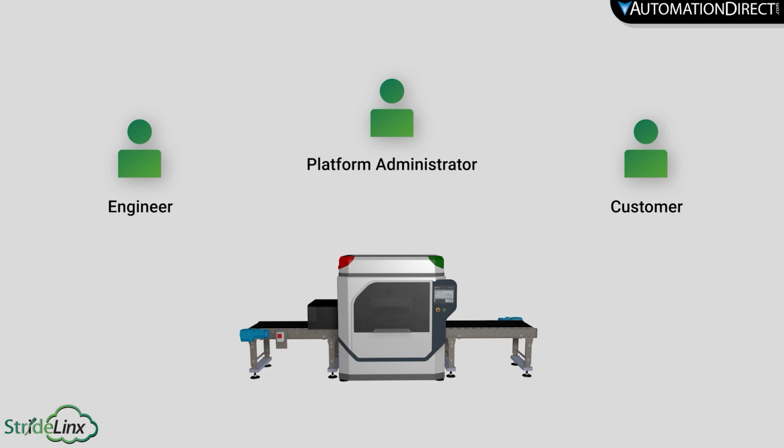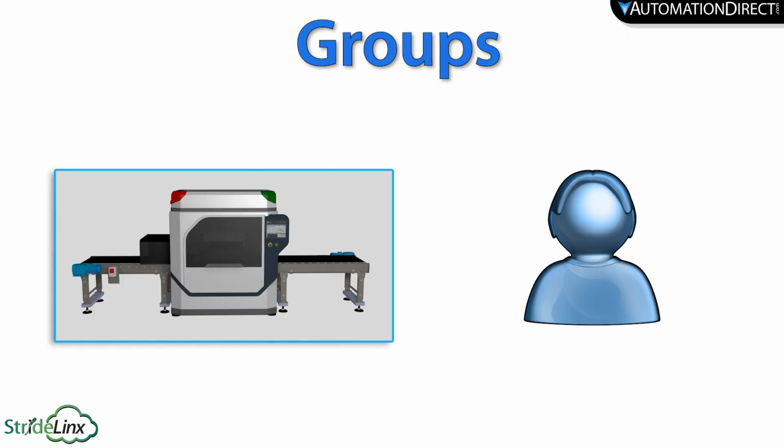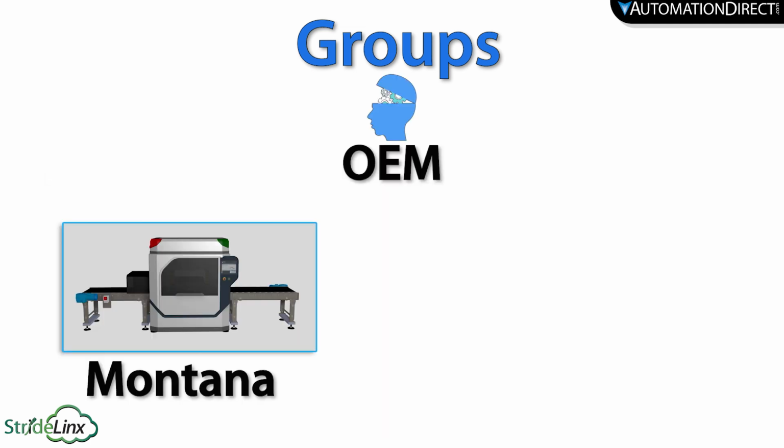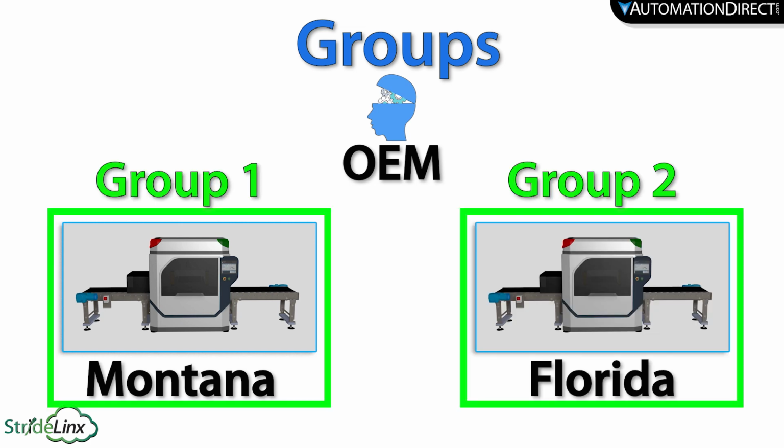For this type of implementation, first let's define some terms used by StrideLinx. Groups is how you divide devices and users for a meaningful organization. Let's say that you're an OEM and have sold a device in Montana and one in Florida. Well, you can create a separate group for each of these locations. Groups are optional unless a user is assigned to a non-company-wide role. We'll get into the company and non-company-wide in a few, and this will make more sense then.